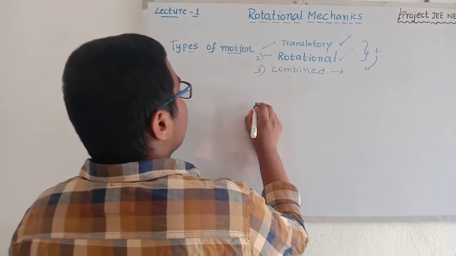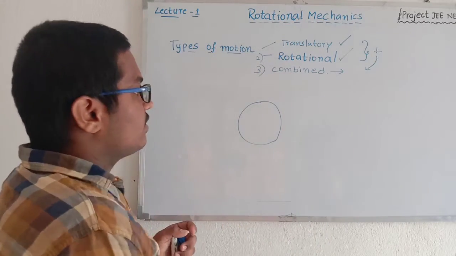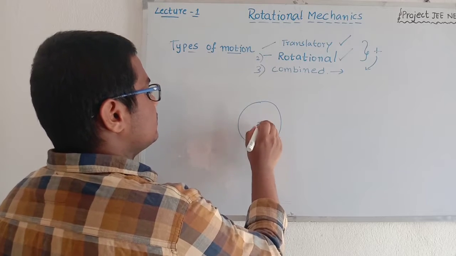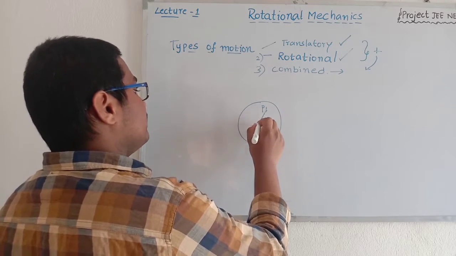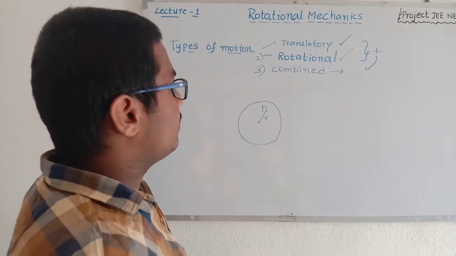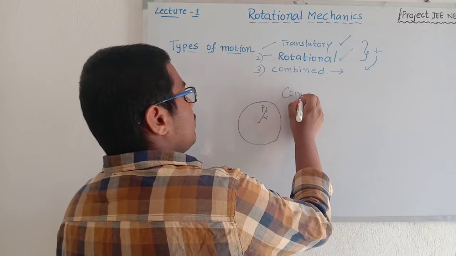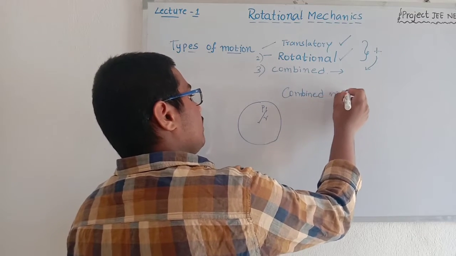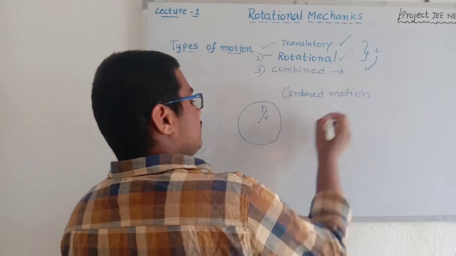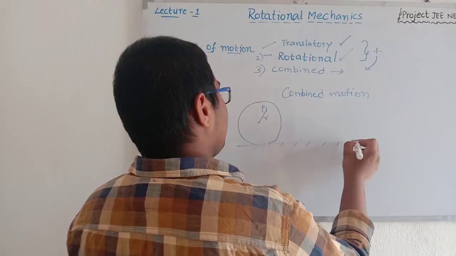Suppose we take a body as a reference, if this is the center and this is the P1 particle at a distance of r, then the combined motion... this is the floor.